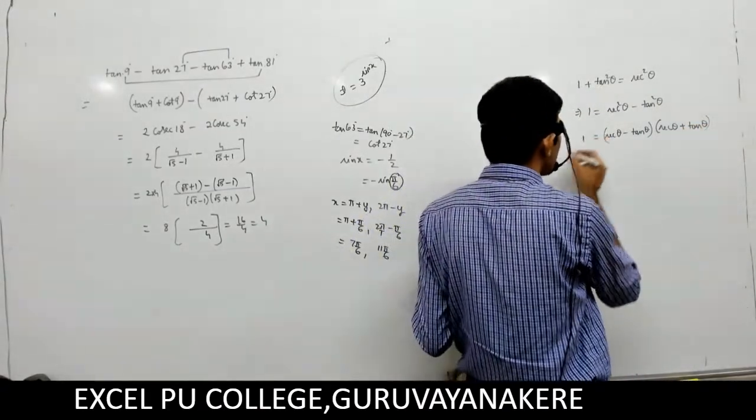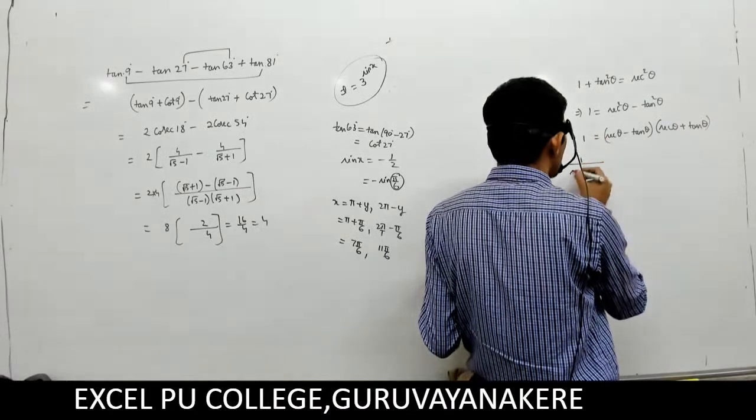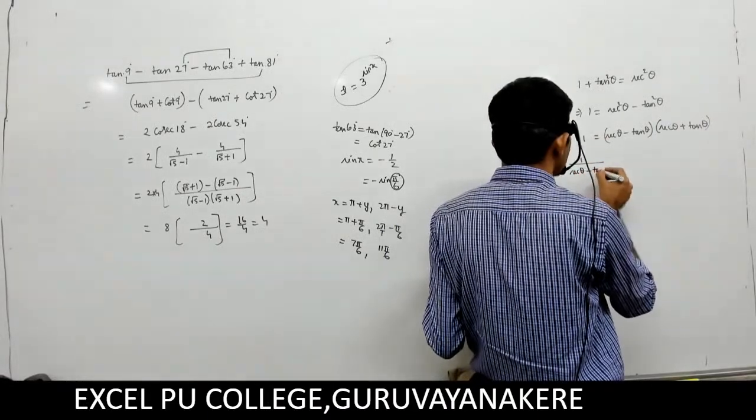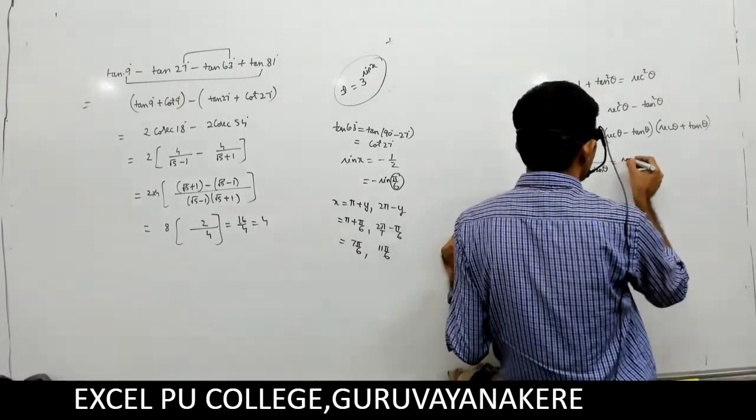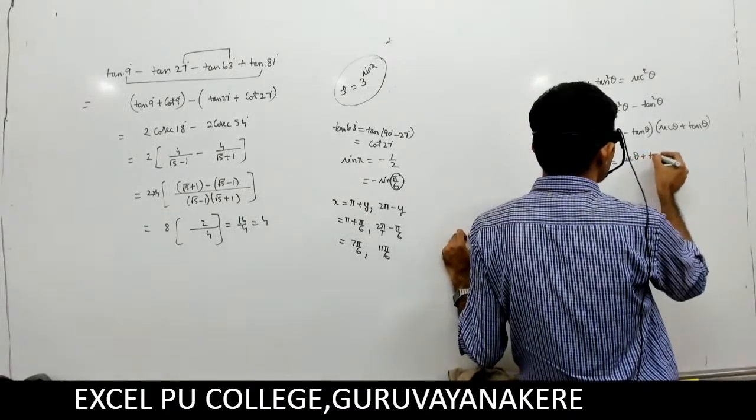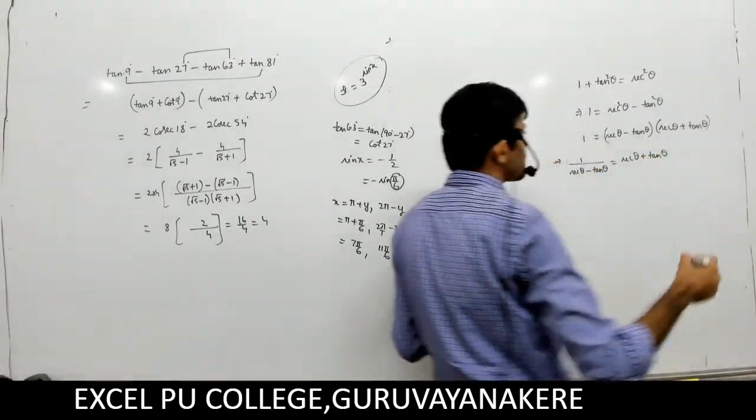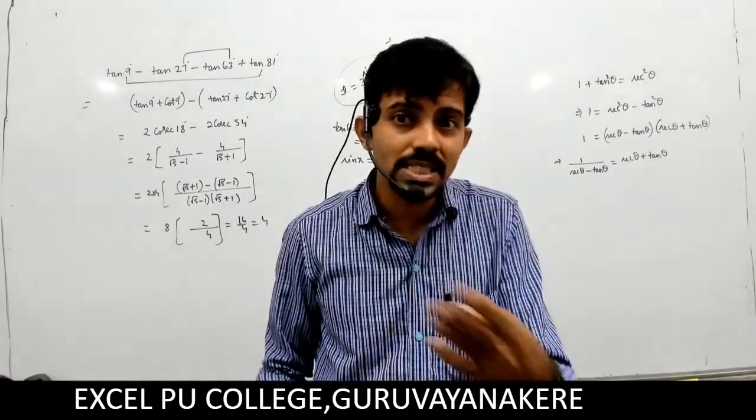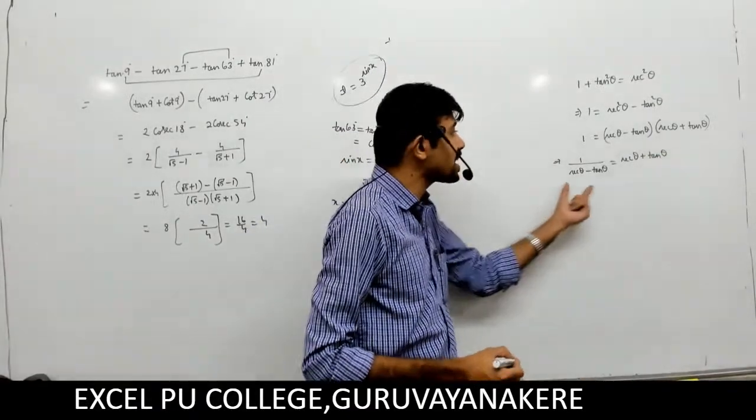From this we can write 1 by sec theta minus tan theta is equal to sec theta plus tan theta. That means sec theta plus tan theta and sec theta minus tan theta are reciprocals.